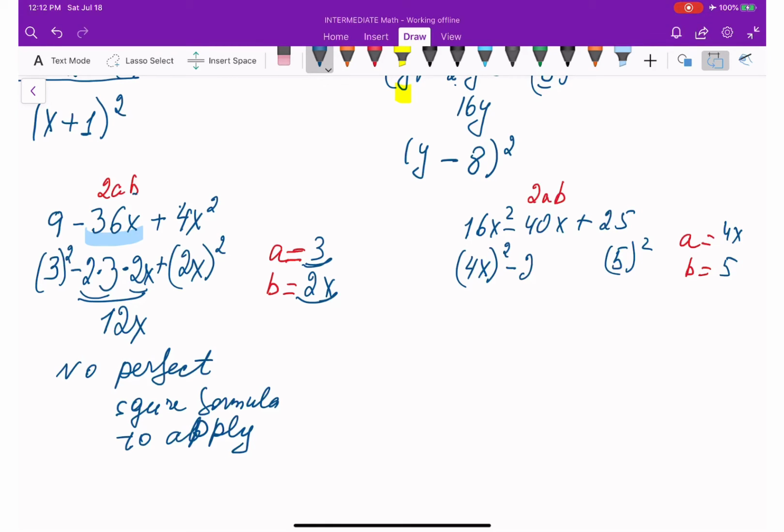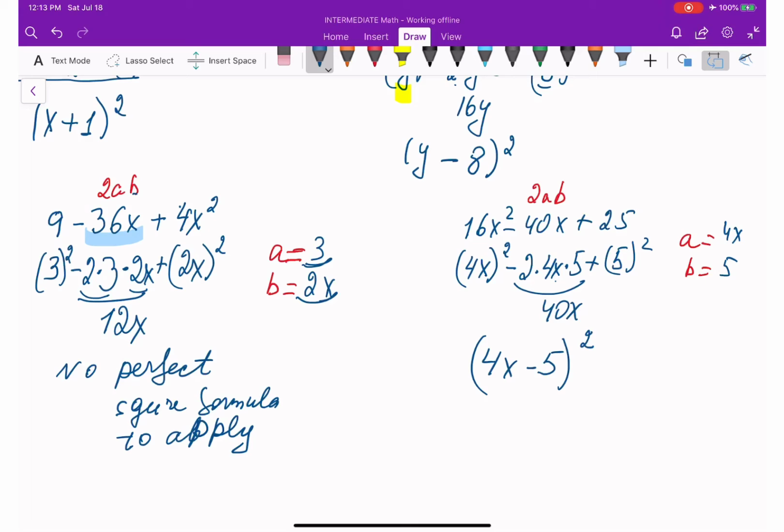So minus twice 4x is A, and B is 5. Let's see, 2 times 4x is 8x. 8x times 5 is 40x. Bingo. So we can apply perfect square, which means we are going to get A minus B squared. A is 4x minus B is 5, and we get square. All right?